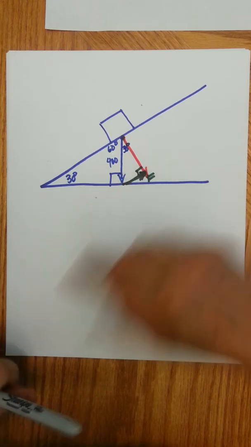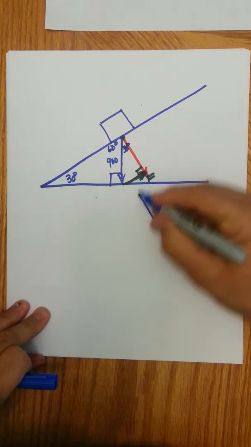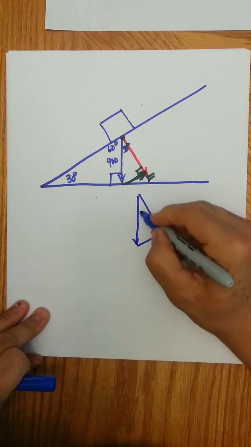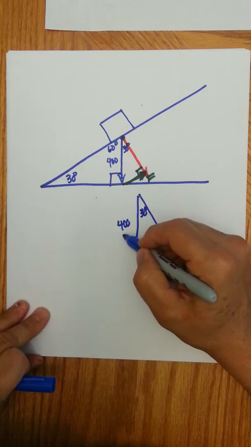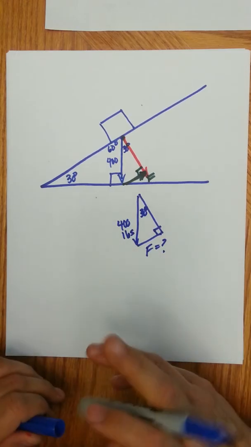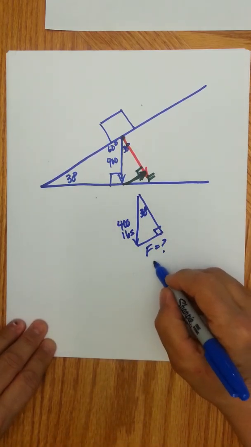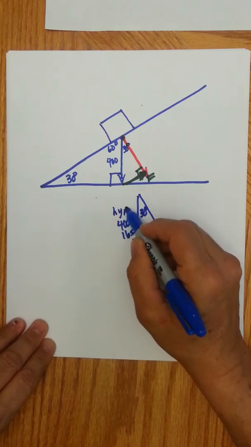Well, for this force, let's draw that here. We have a 30-degree angle here. We know this is 400 pounds. And I want to know, what is this force right here? Well, relative to the 30 degrees, this force is the opposite. Right, it's the opposite. And then across from the right angle is the hypotenuse.